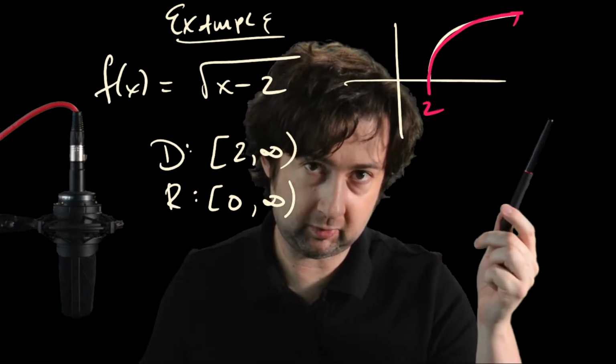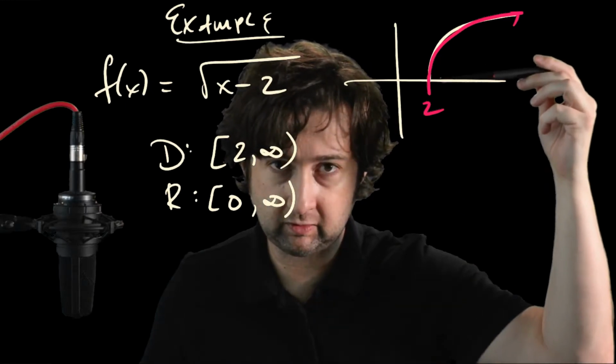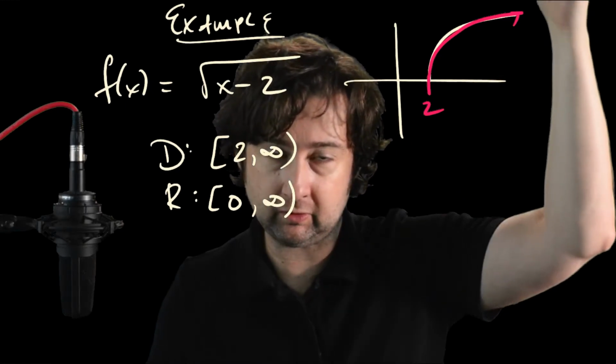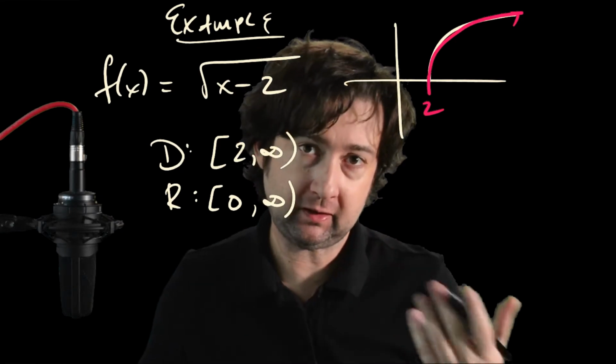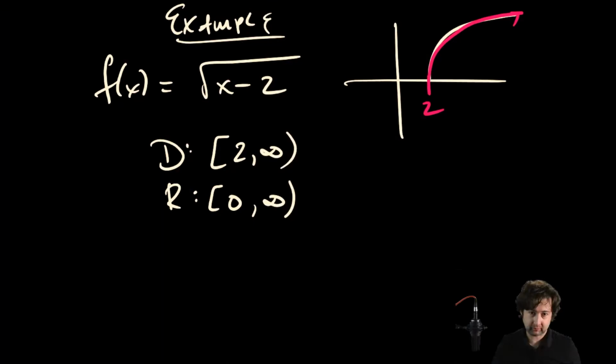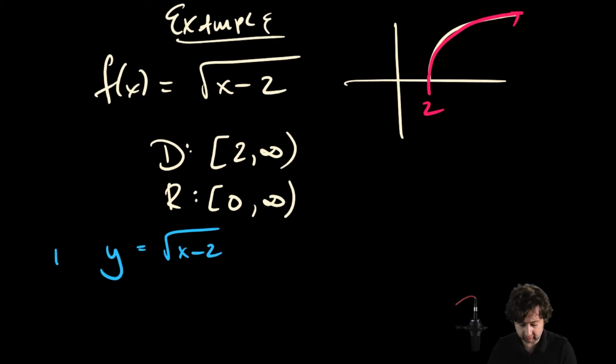Well, that's the domain, the possible x values. And the possible y values start here at the x-axis and then go up forever. That's why we get this 0 to infinity for the range. So let's actually find the inverse using the procedure that we laid out. What we're going to do is write down the rule y is equal to the square root of x minus 2. I have to have y's involved before I can do this.